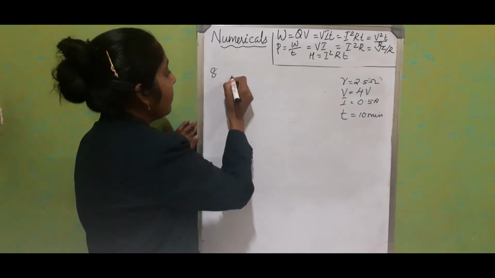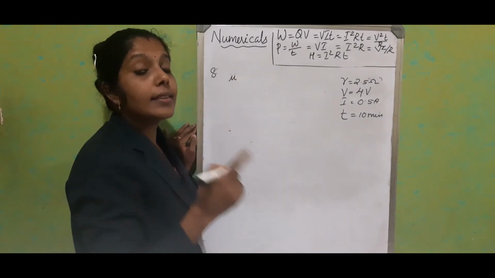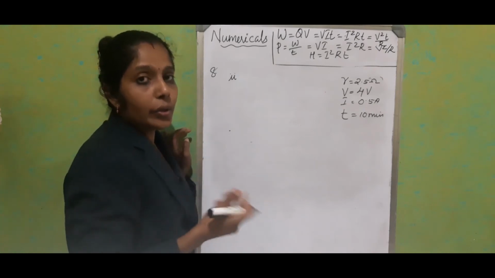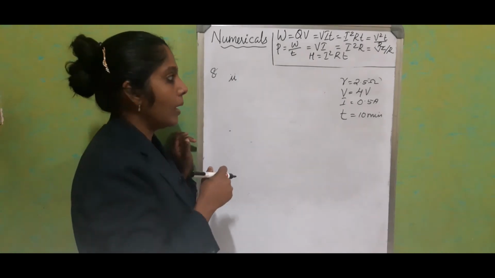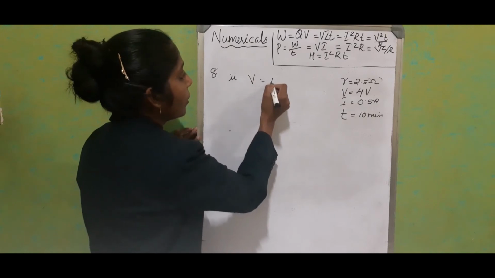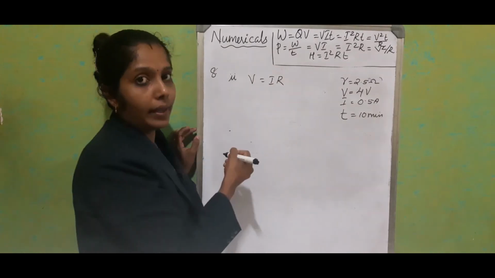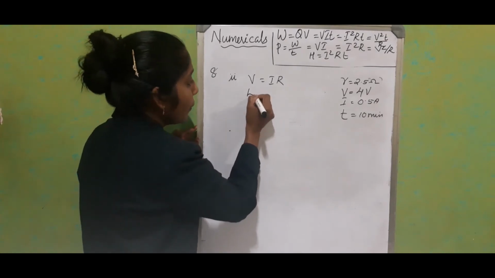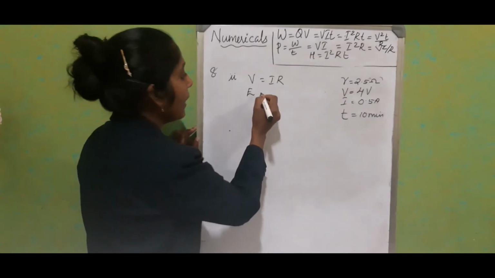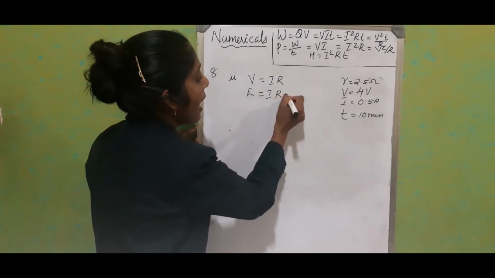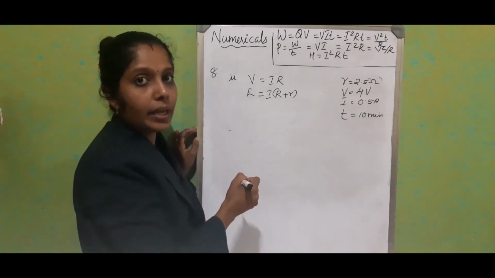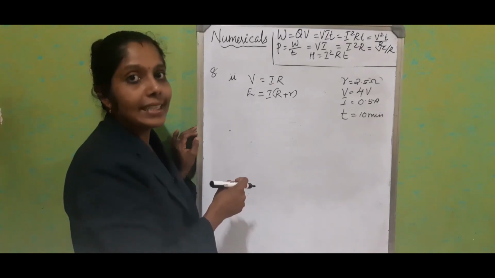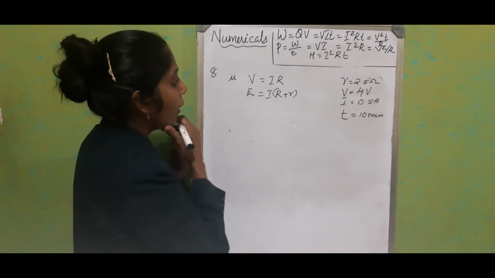The second part, we have to find out the resistance of the bulb. Only the internal resistance is given there. So we have to find out the resistance of the bulb. We know that V is equal to I into R is the common thing. If internal resistance also comes in, we write it as, instead of V, E is equal to I into R plus r.